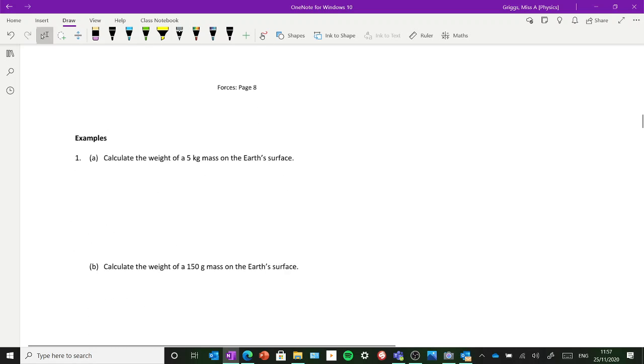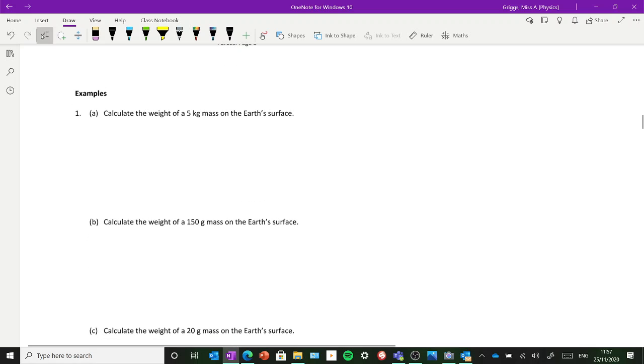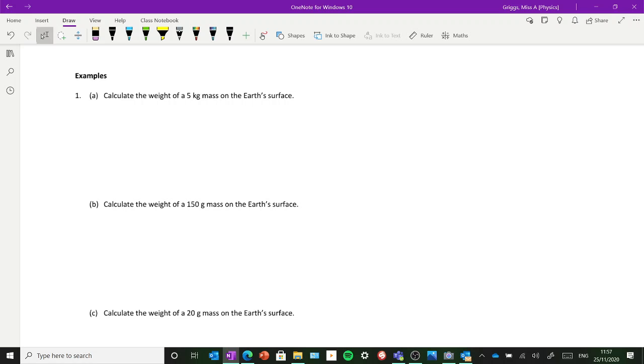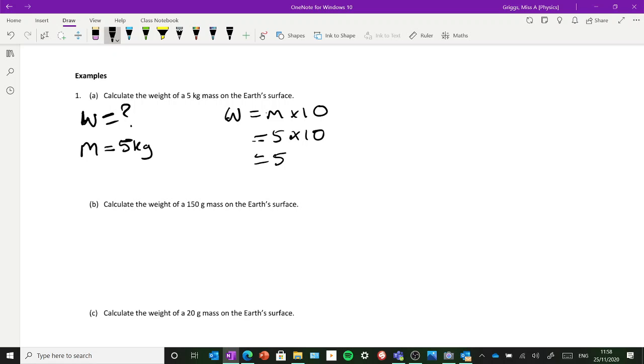Right, so let's go through example 1A together, and then I'll let you guys do B and C. So, calculate the weight of a 5 kilogram mass on the Earth's surface. So, weight is what we want to find out. Mass is in kilograms, so that's good, so we don't need to change it. So we want to find it on the Earth's surface, so we're timesing it by 10. So weight equals mass times by 10. So 5 times 10, which is 50 newtons.